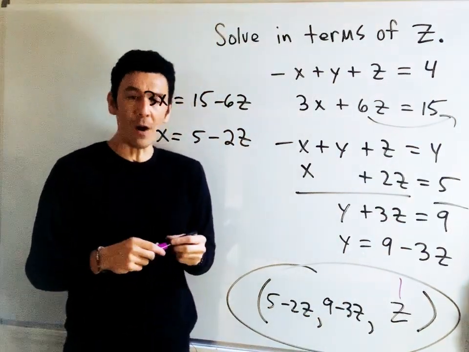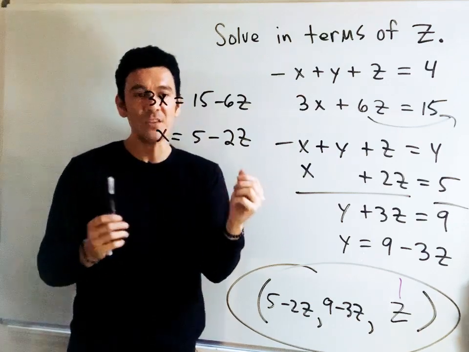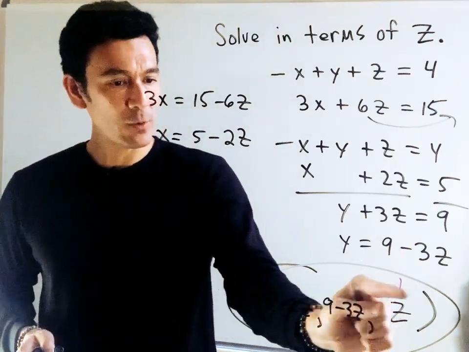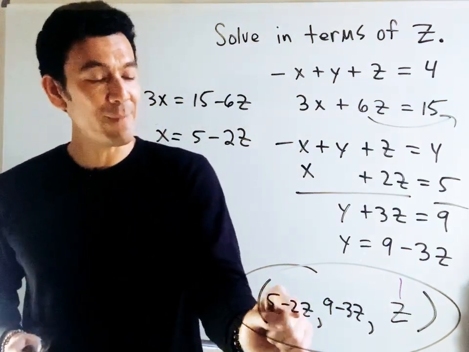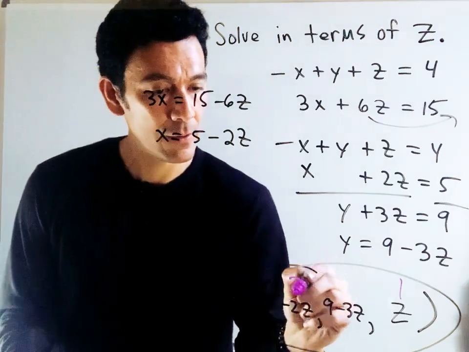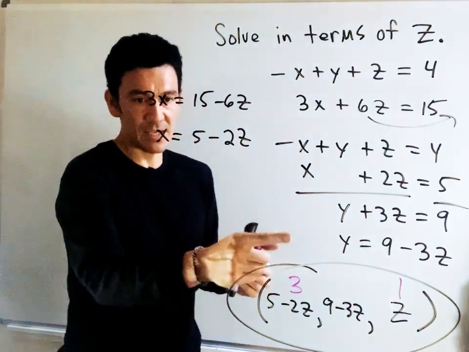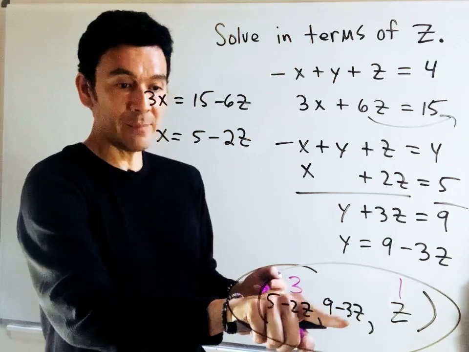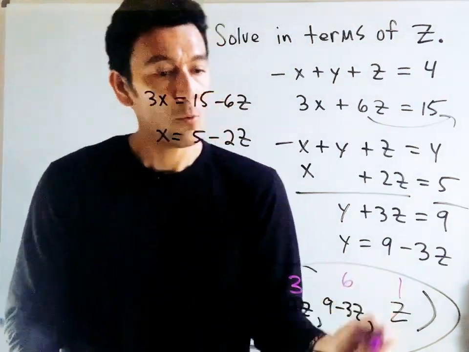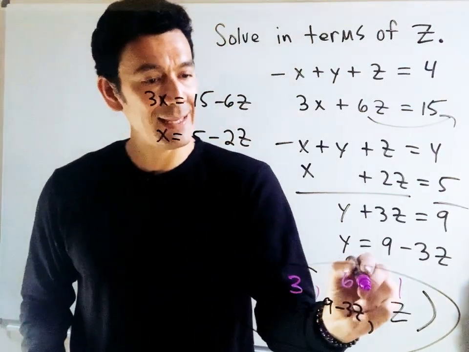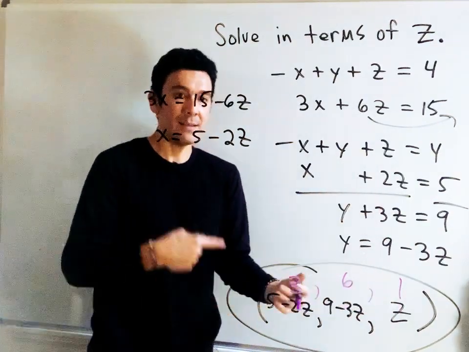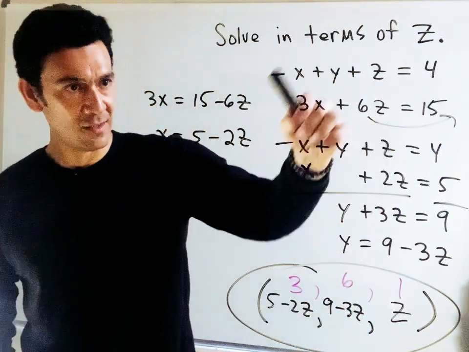If z is 1, then plug 1 in for z everywhere. Z is 1, take 1 and plug it in there. That'd be 5 minus 2, which is 3. Look in the middle. Z is 1, put 1 there. 9 minus 3 is 6. What that means is that 3, 6, 1 is the solution to this system of equations.